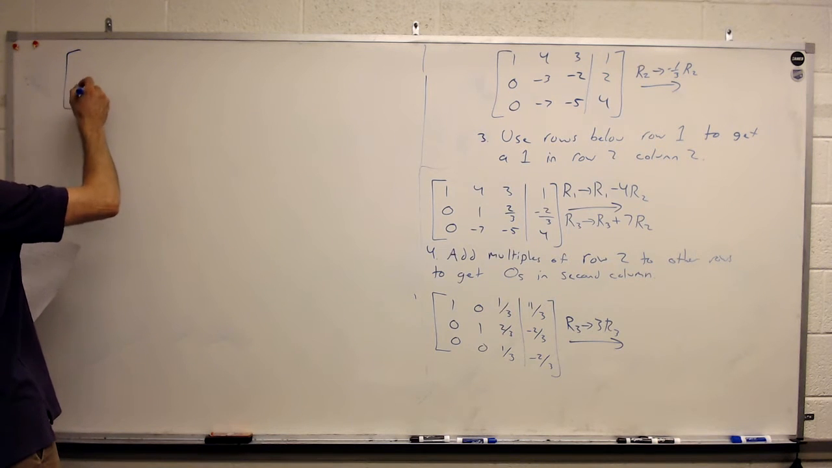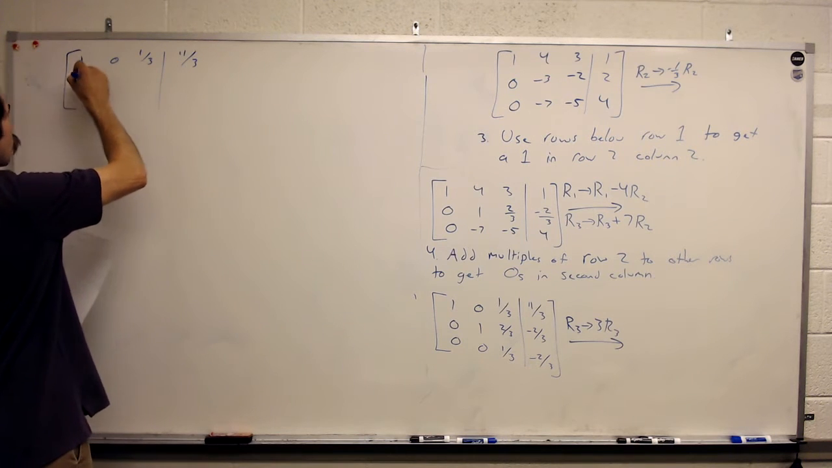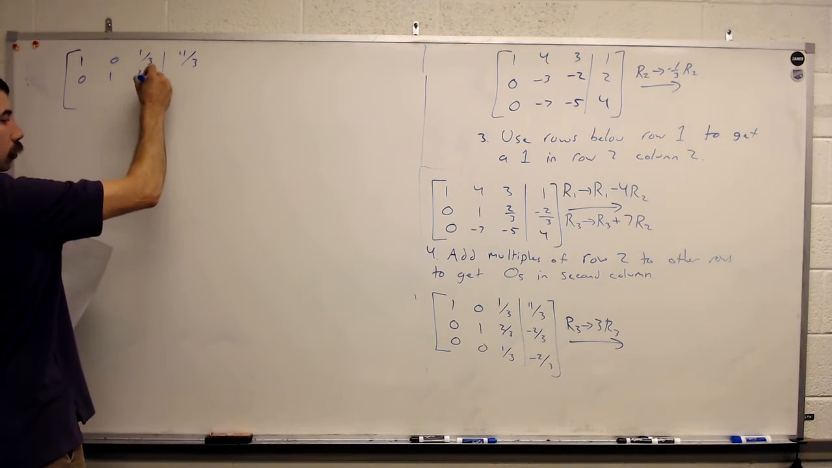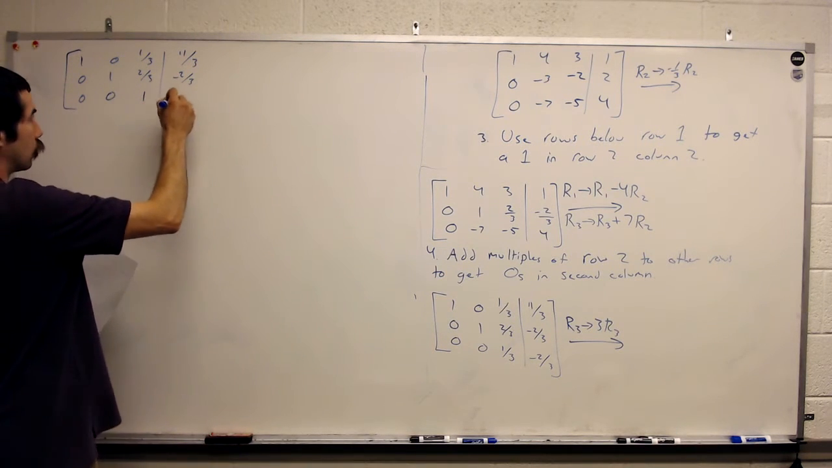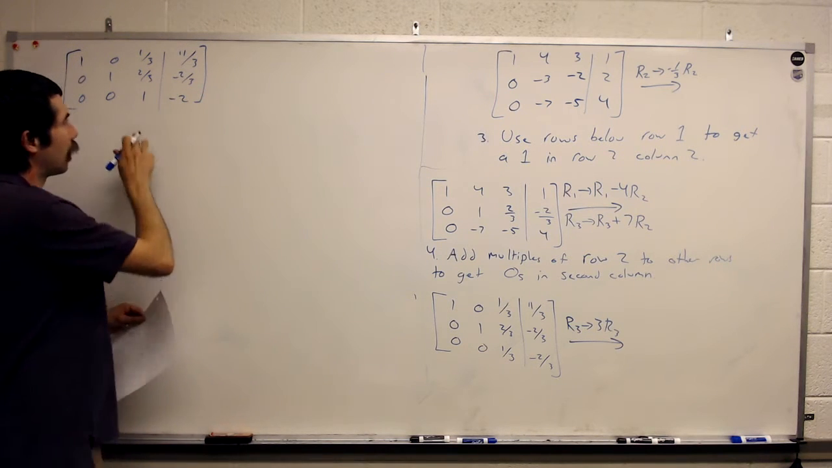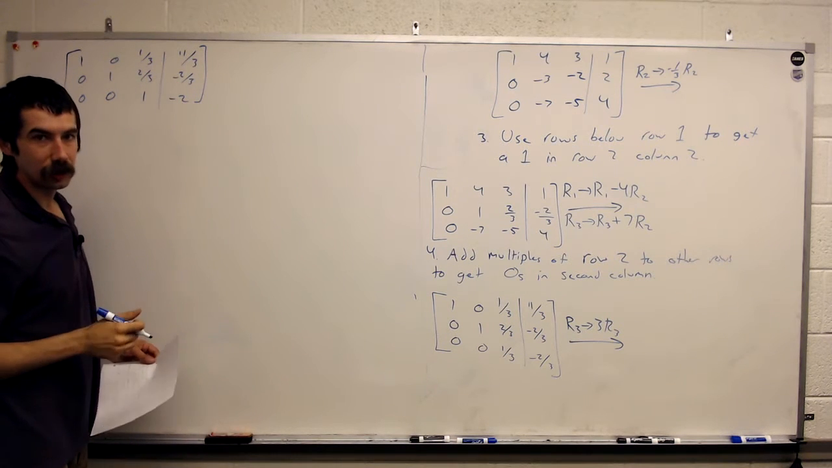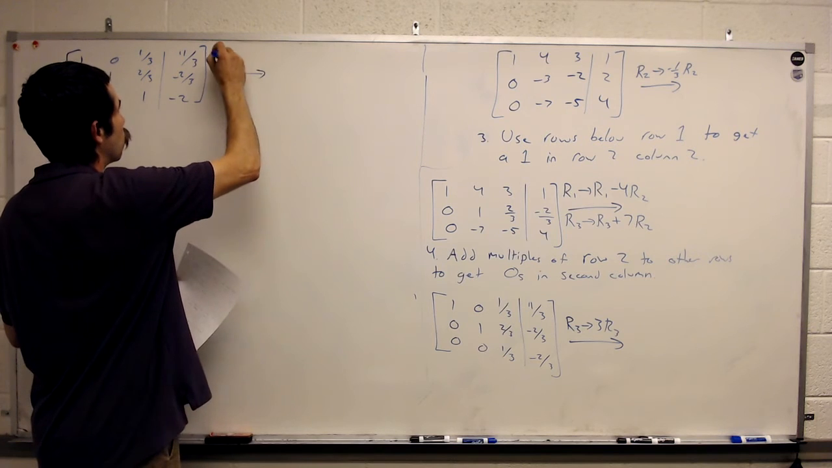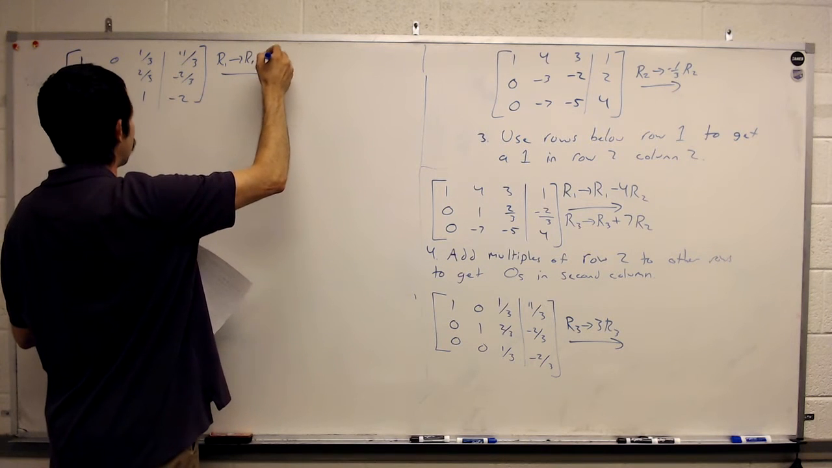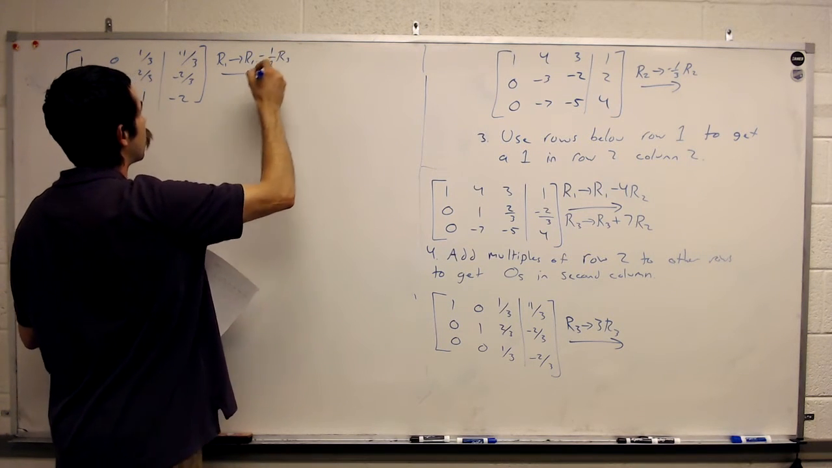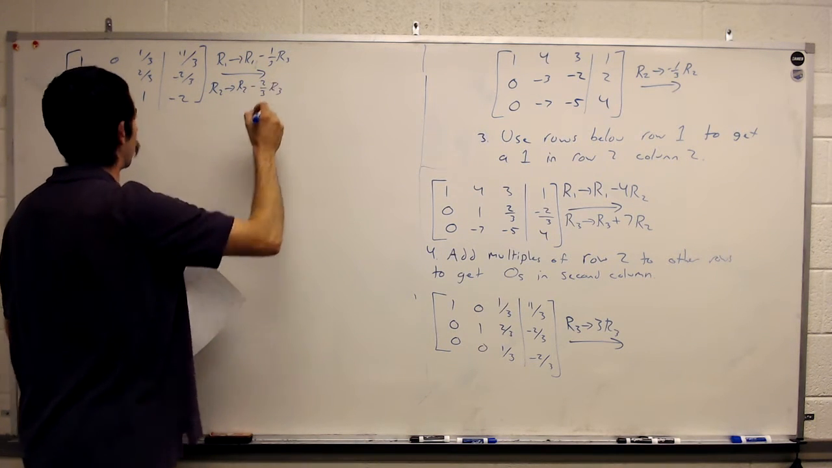So top 2 rows stay the same. And the bottom row, we're scaling by a factor of 3. All right, and then we're going to use this 1 in our bottom row, or in our third column, to turn those to zeros. All right, so row 1 will become row 1 minus 1/3 row 3. And row 2 will become row 2 minus 2/3 row 3.